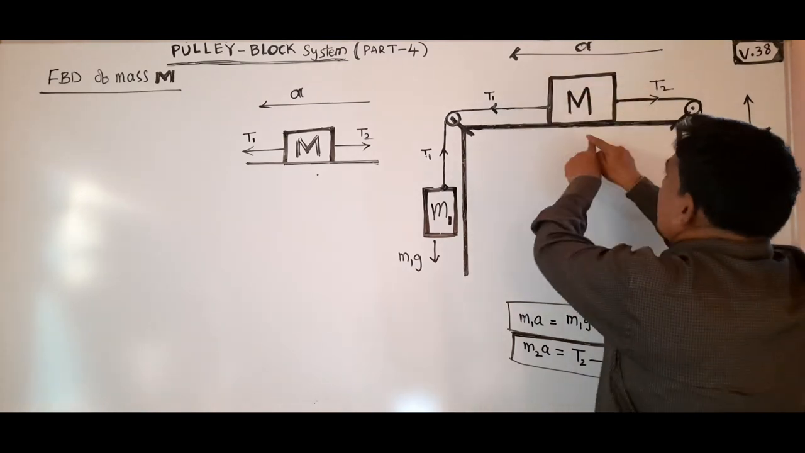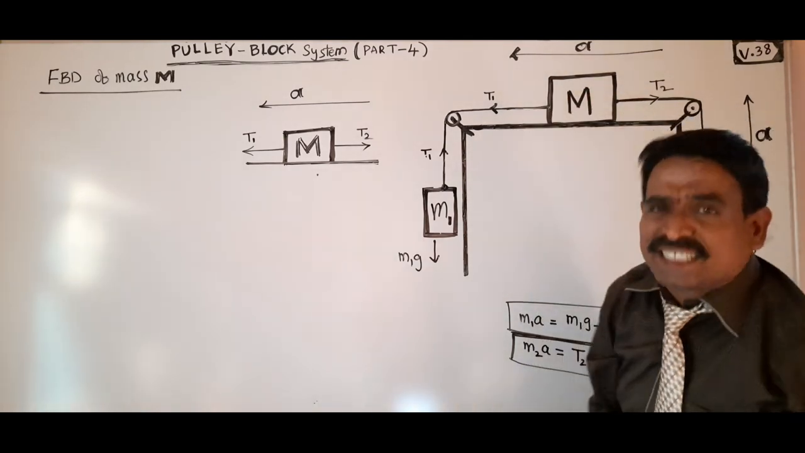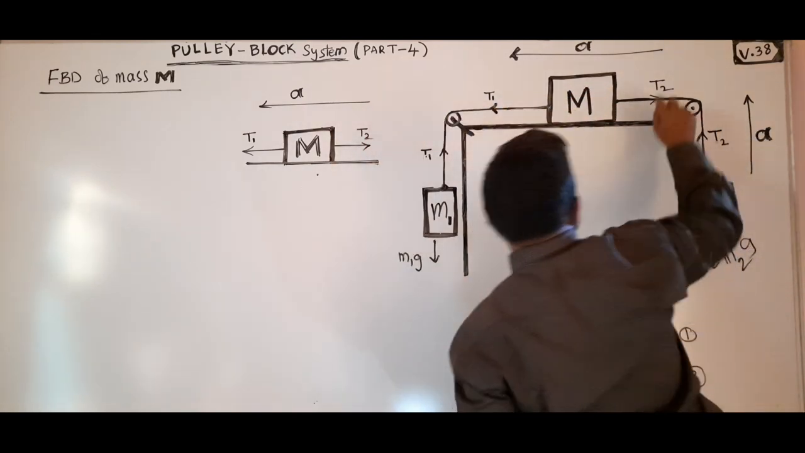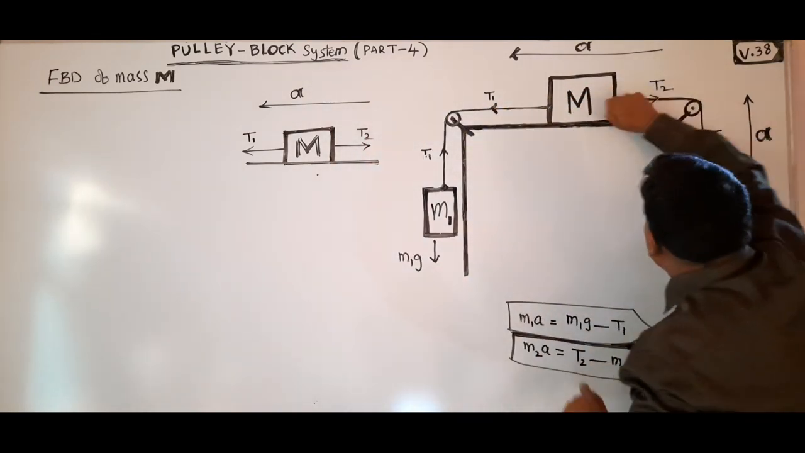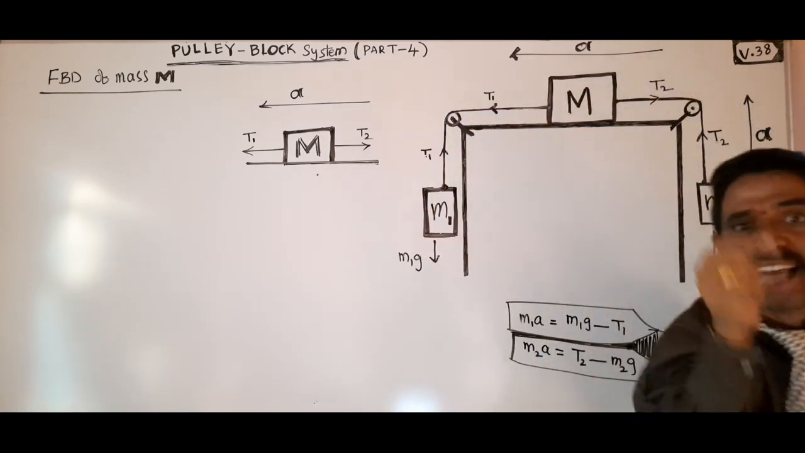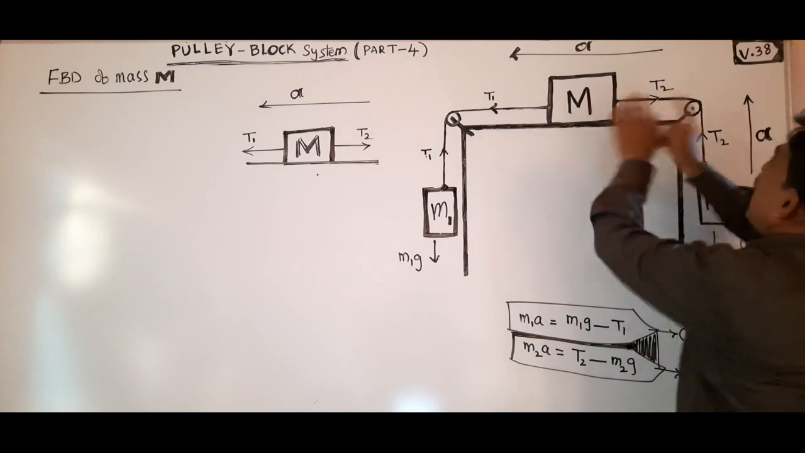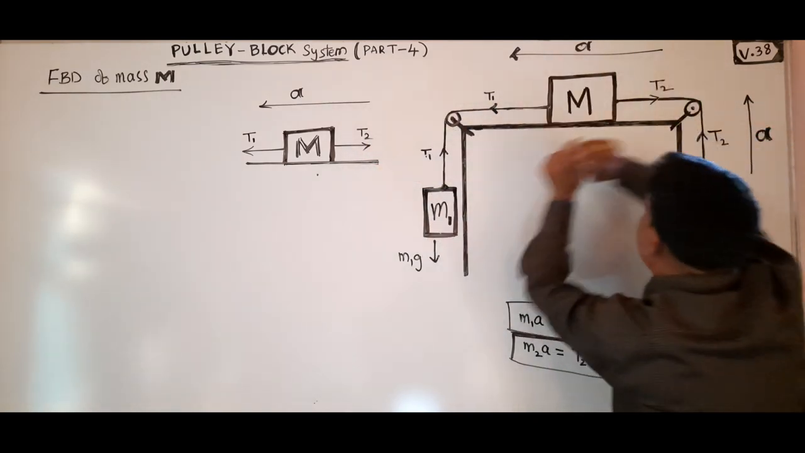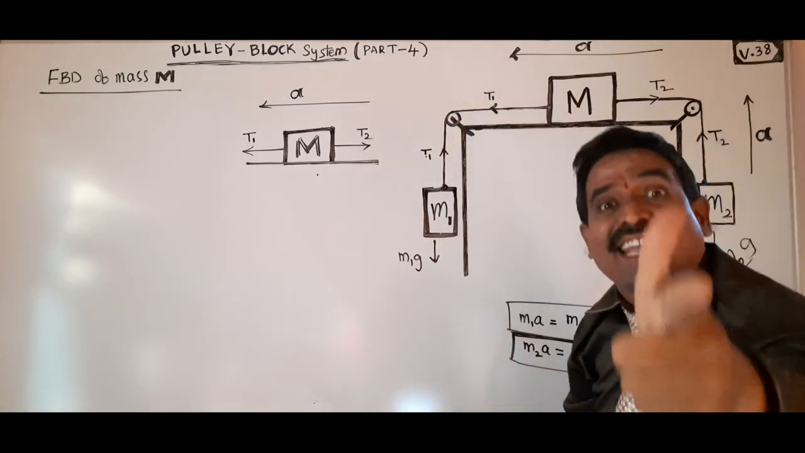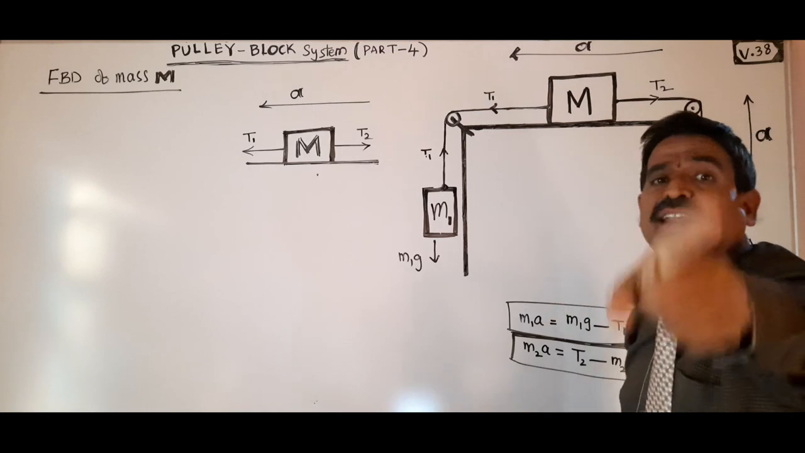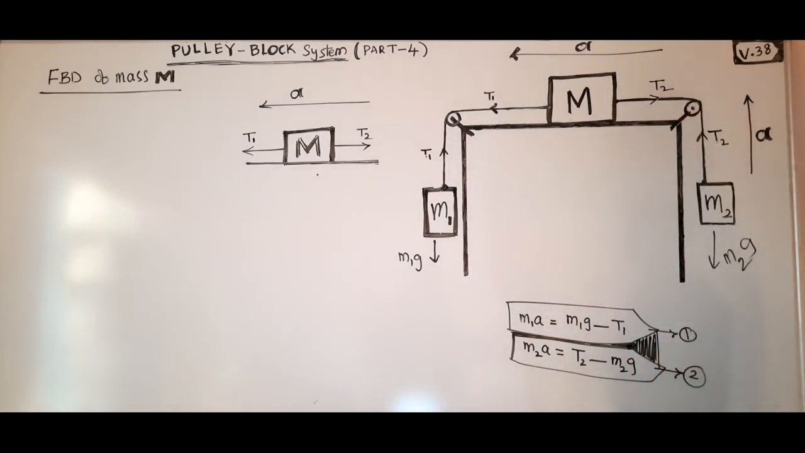On this block, two forces are acting. Tension T1 is acting left side. Tension T2 is acting right side. Two forces are acting in the opposite direction. Finally, the block is moving left side. Its meaning is left side force is more. T1 is more than T2.